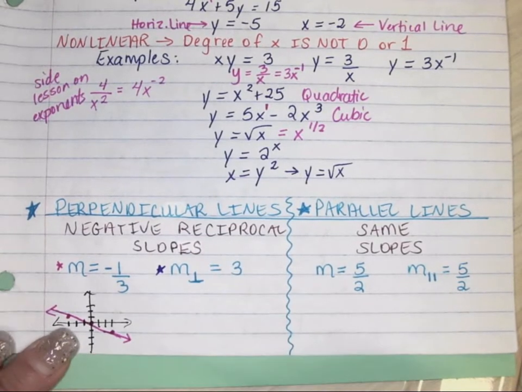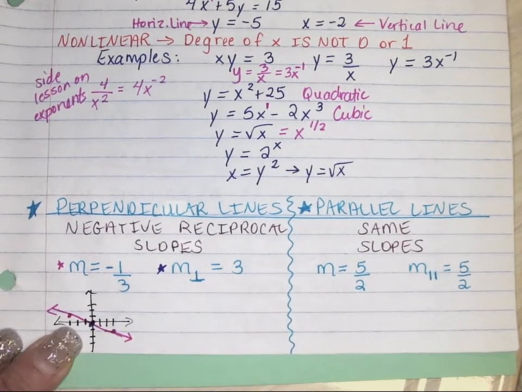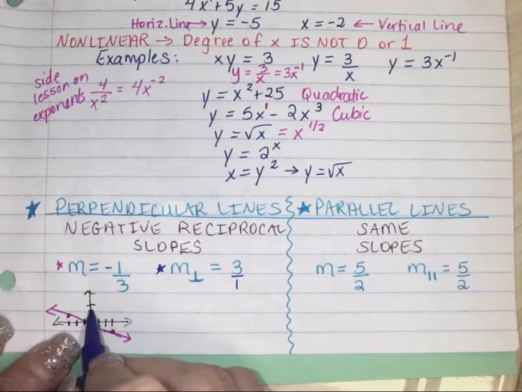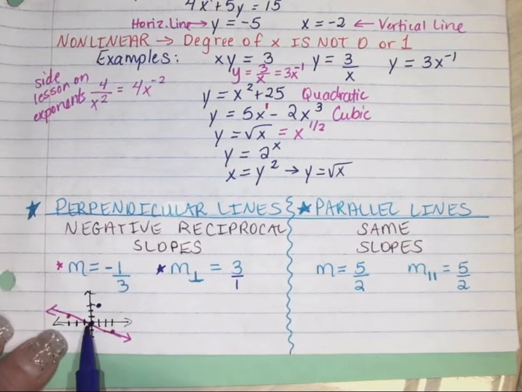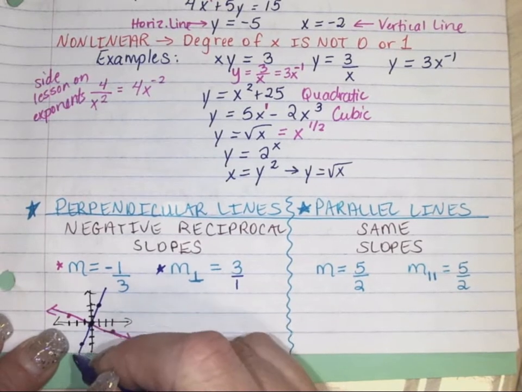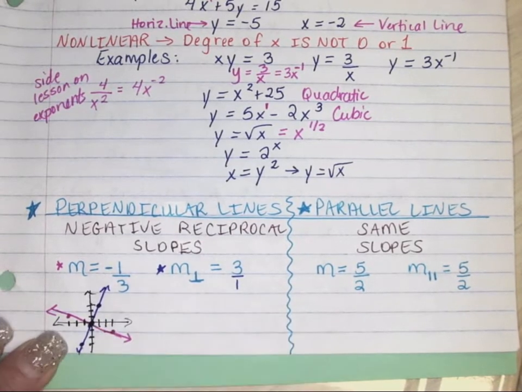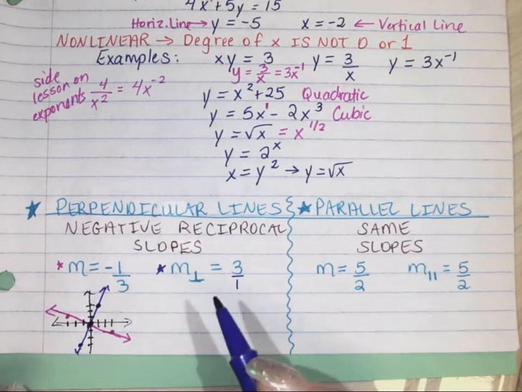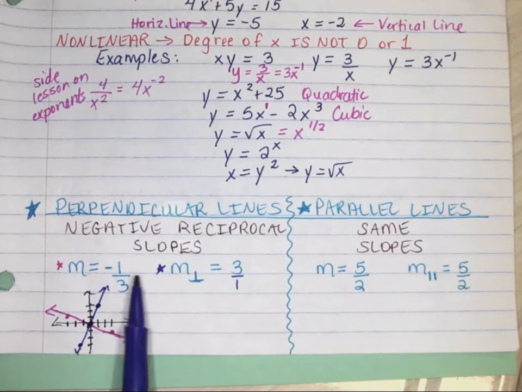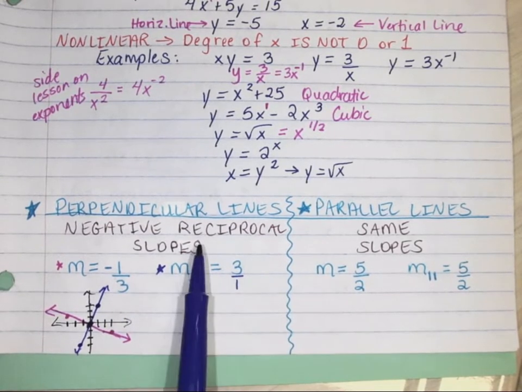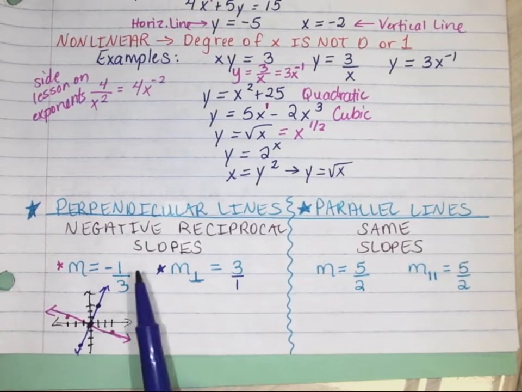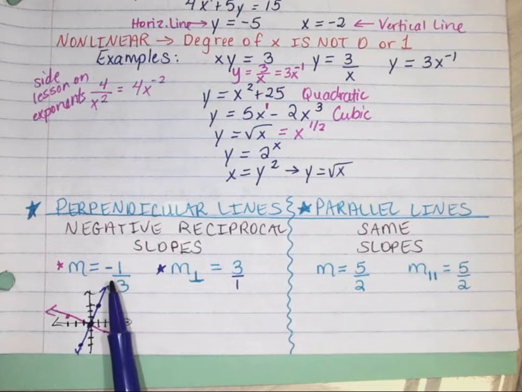In this graph, let's say I also start at the origin, and I'm going to go up 3, 1, 2, 3, and to the right 1. Going to go down 1, 2, 3, to the left 1 to reverse it. So notice that it does appear that they are intersecting at 90-degree angles. Their slopes are negative reciprocals of each other. So change the sign and flip.